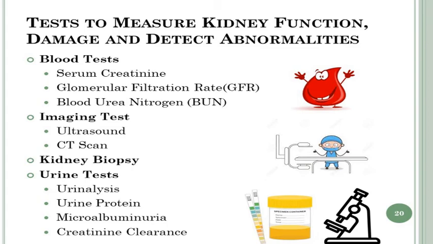Microalbuminuria. This is a more sensitive dipstick test which can detect a tiny amount of protein called albumin in the urine. Creatinine clearance. Creatinine is a waste product that comes from normal wear and tear of the muscles of the body. The creatinine clearance test compares creatinine in a 24-hour sample of urine to the creatinine level in your blood to show how much waste product the kidneys are filtering out each minute.